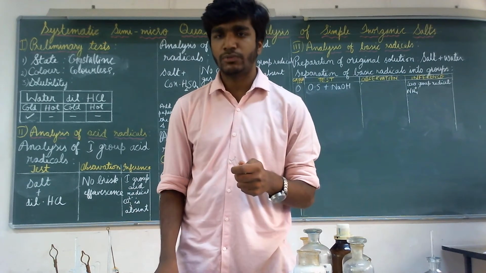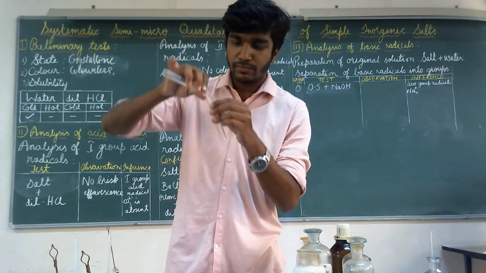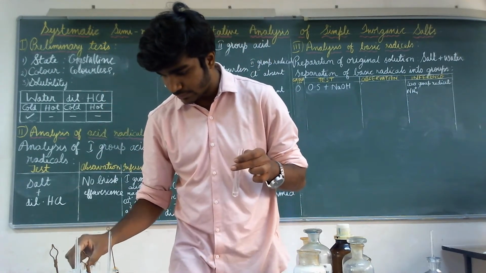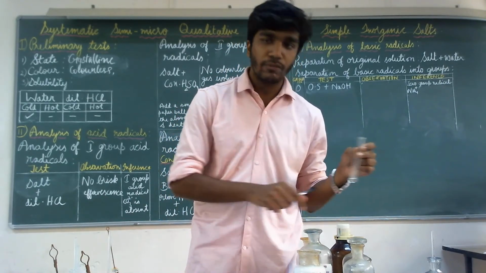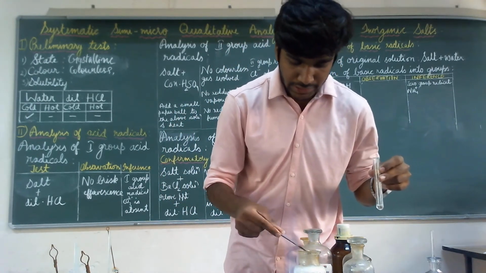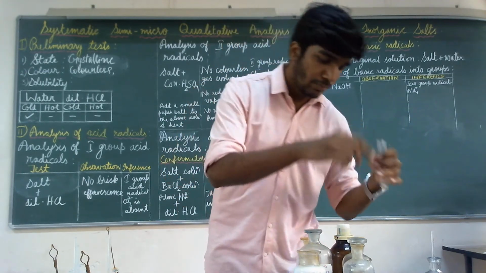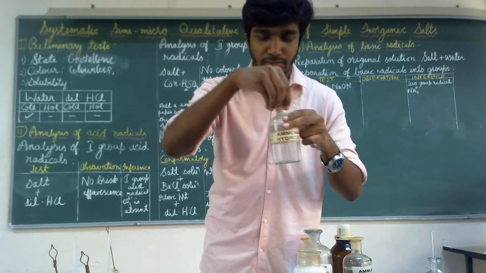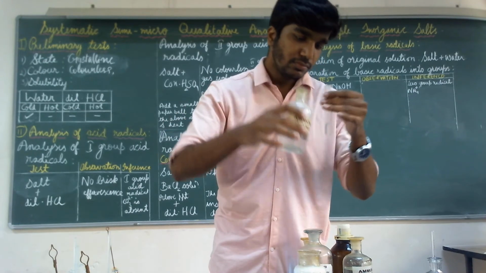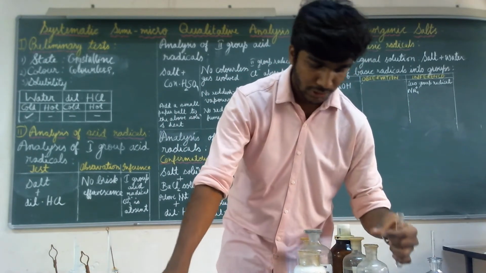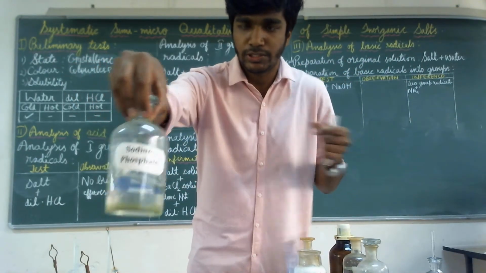To this, we will be taking the original solution again. To the original solution, we will add NH4Cl, ammonium chloride, ammonium hydroxide, and we will also be adding sodium phosphate. So first let's add ammonium chloride. Now we will add ammonium hydroxide, and finally sodium phosphate. Sorry, not ammonium phosphate, sodium phosphate. So this is sodium phosphate.